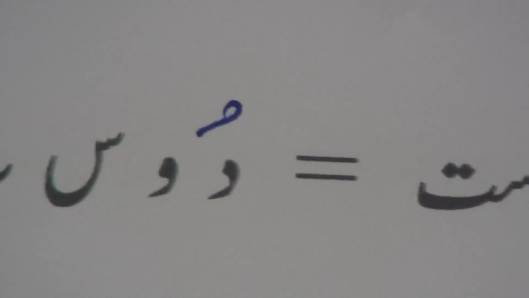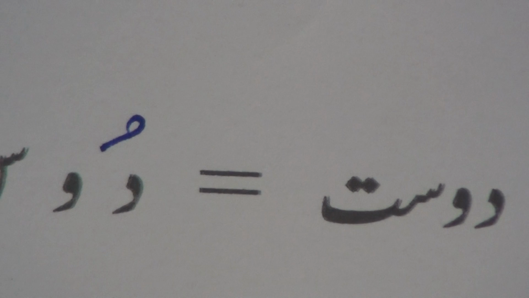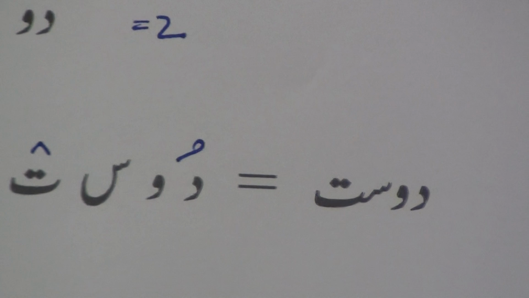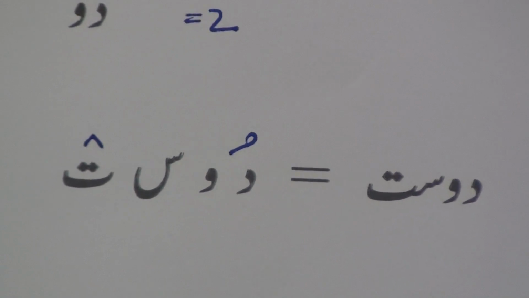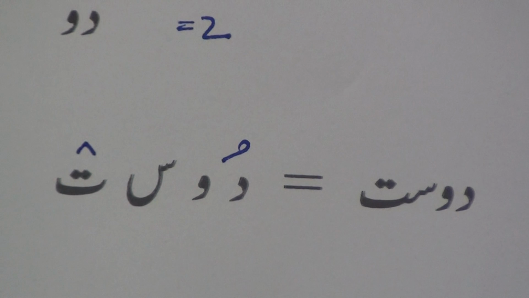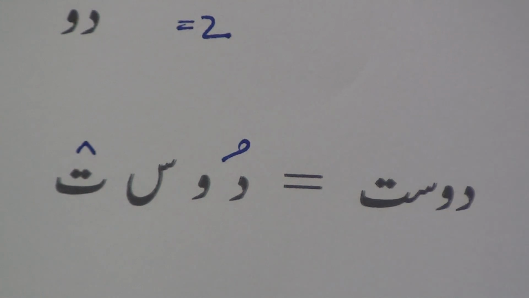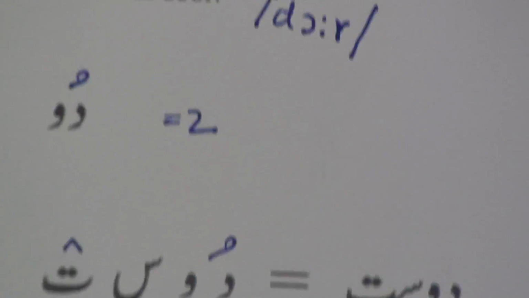And dal pesh vav is do, and with sin te, dal pesh vav sin te is dost. Dost means friend.